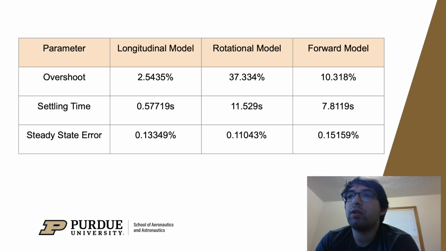For the forward model, the overshoot was 10.3%. The settling time was 7.81 seconds. The steady-state error was 0.15%.